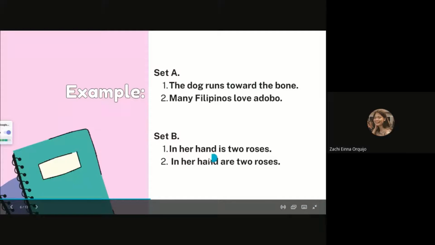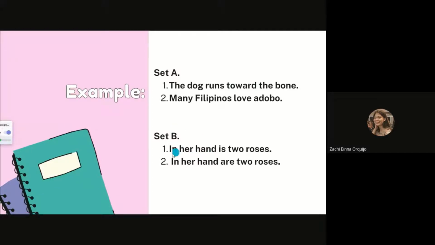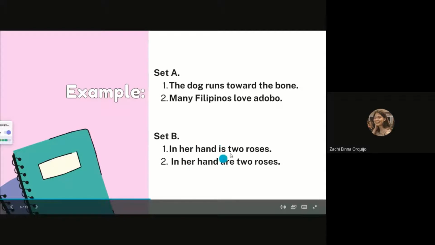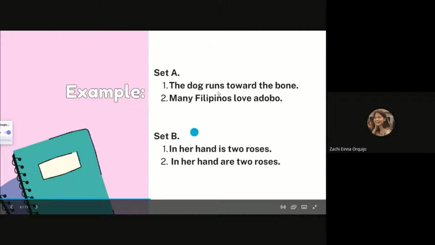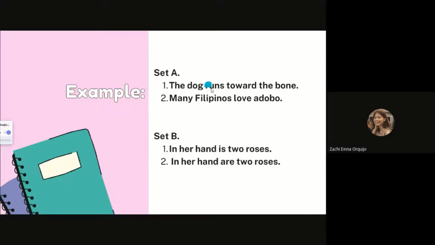Kung mapapansin po natin, nauna yung preposition na in her hand. So parehas yan, no? Sa unang sentence, pangalawang sentence, in her hand at in her hand. At after ng preposition, or prepositional phrase, nauna naman si verb. So yung verb ay is, pati are, bago yung subject na 2 roses. So magkaiba sila sa set A pati sa set B. Kasi yung set A, nauuna yung subject bago yung verb. Pero sa set B, nauuna yung verb bago si subject.